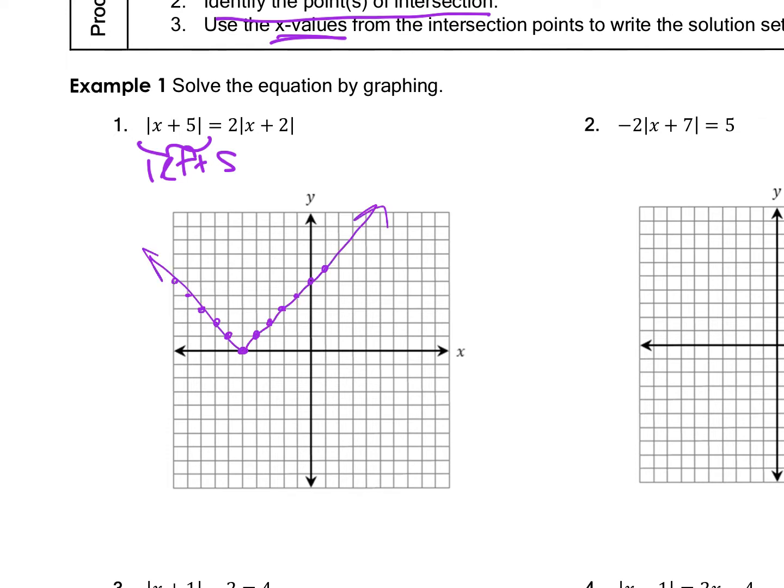And then we're going to do the same thing, but now we're going to graph the right side. The transformations from your parent function would be a vertical stretch by 2 and then a left 2. So I'm going left 2 for my vertex. And then I'm stretching by 2, which is really your slope. So up 2, right 1, up 2, right 1, up 2, right 1. And then the opposite, we want a V, so up 2, left 1, up 2, left 1.